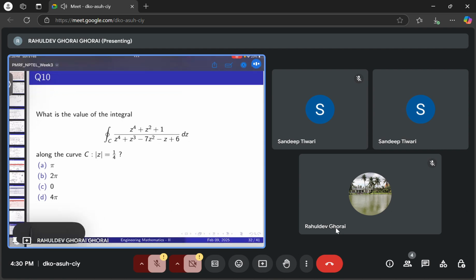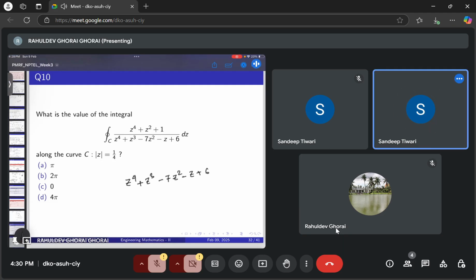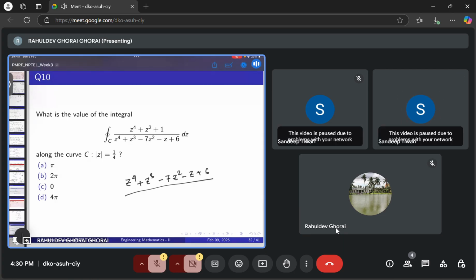I also feel. What is this? This quantity only we need to know, right? z cube minus 7 z square minus z plus 6, right? What is this minus 8? When z equal to 1, then it is 2 minus 8 is minus 6 plus, yeah. So you can write like z cube, z minus 1.